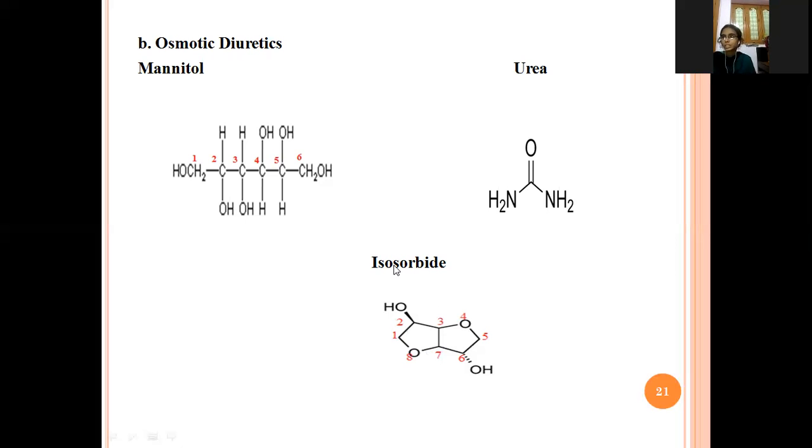So this is the classification which comes under the diuretics. The first one is based upon the diuretic potency. The next one is based upon the mechanism of action. And the next one is based upon the chemical structure.